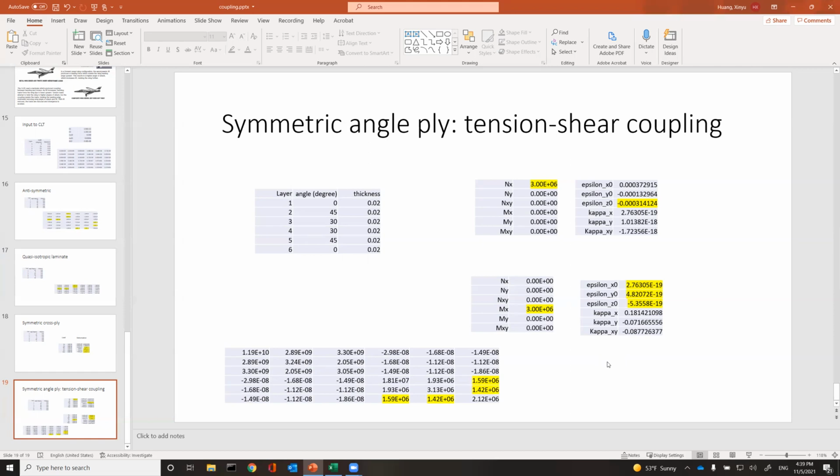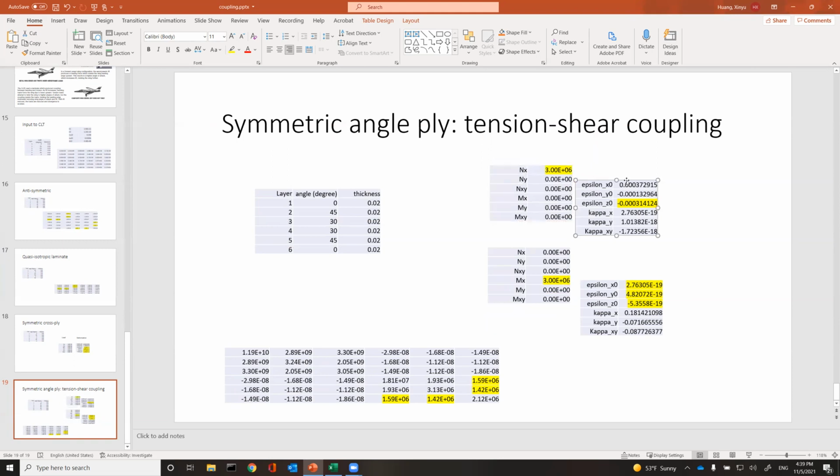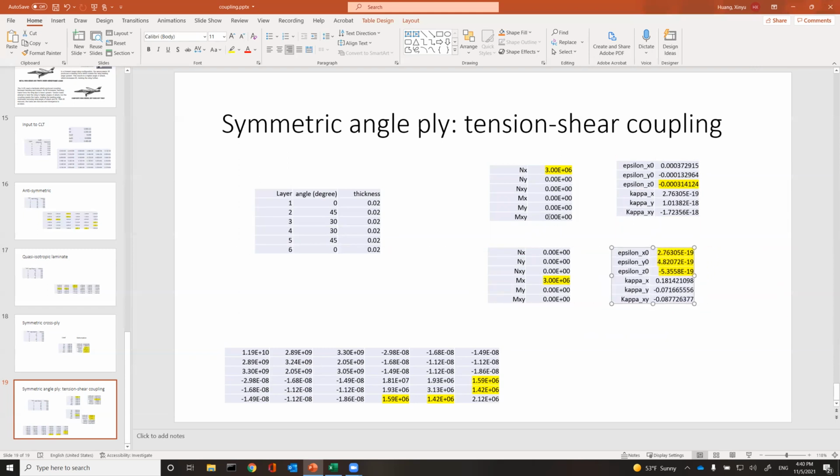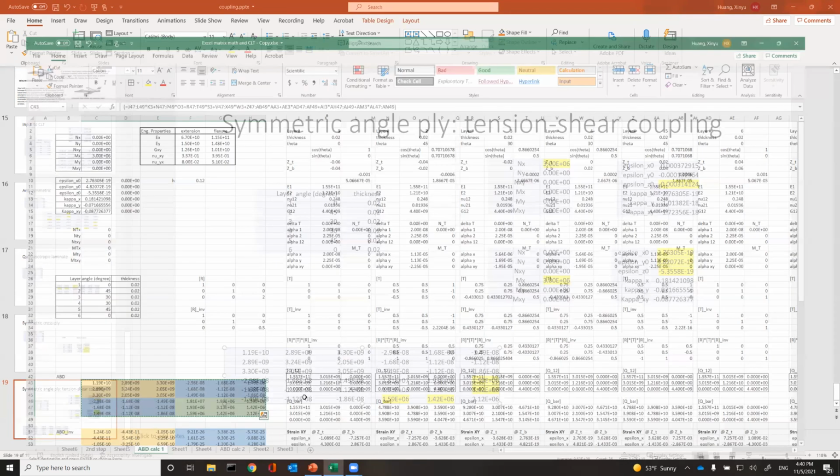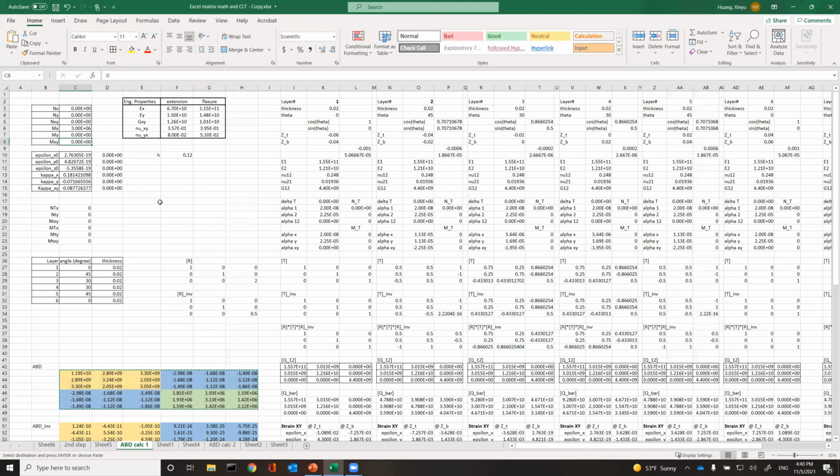Now, what do you think if you twist this material? If we twist this material, what will happen to the bending, to the curvature? What would happen if you twist it? Now let's try it. We twist it. So we loaded pure tension. This is the response of the symmetric laminate, and pure bending. Let's do pure torsion. All right, torsion is this term, mxy.